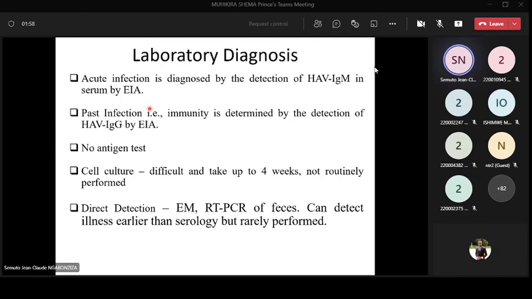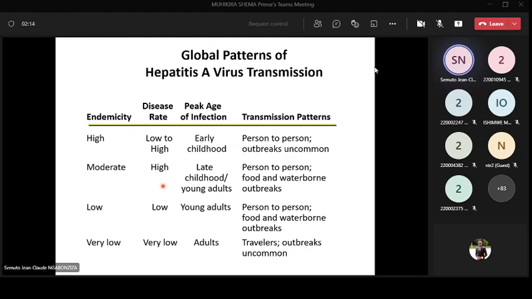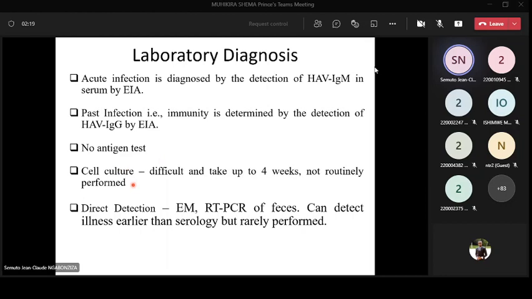First infection can also be detected by IgG, immunoglobulin G, which is continuously kept high in patients who have been exposed to infection. No antigen test. Cell culture is difficult, and detection is mostly by electron microscopy. You can also do RT-PCR, reverse transcriptase polymerase chain reaction, on feces and detect the virus in this area, but it is rarely performed. It is expensive.